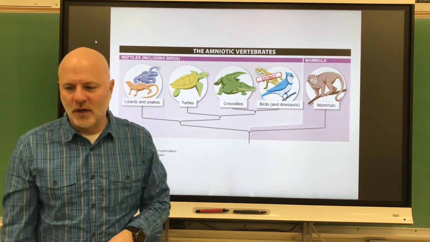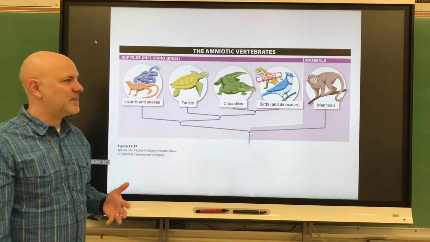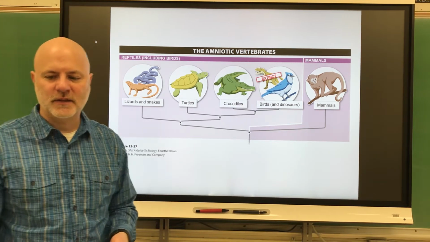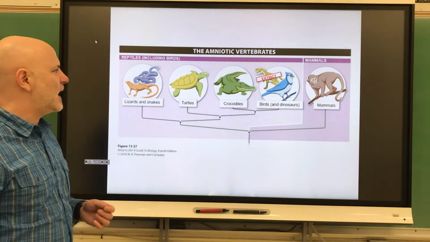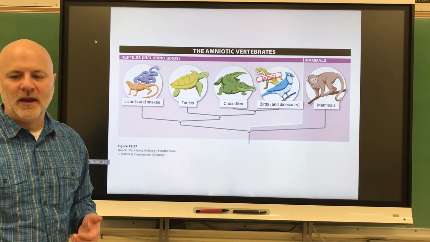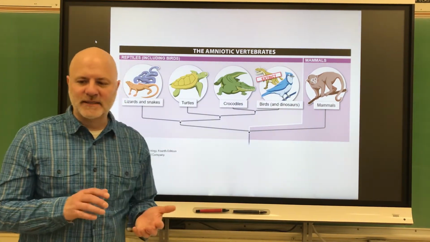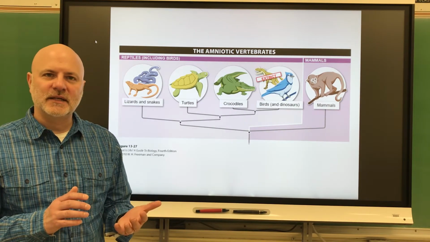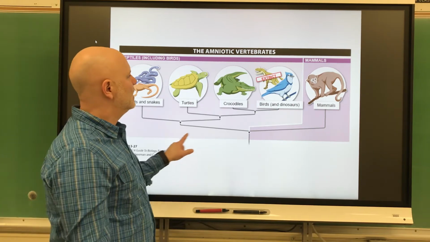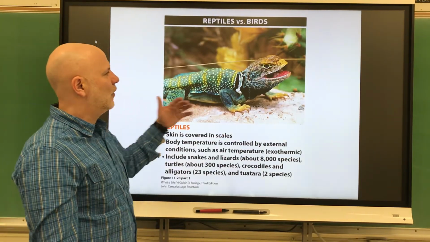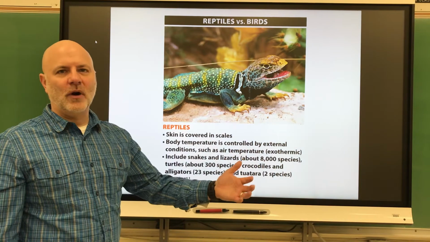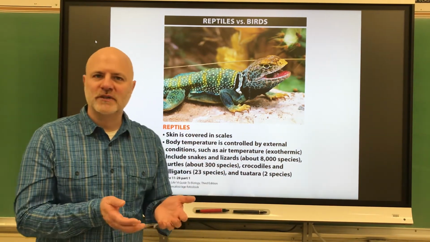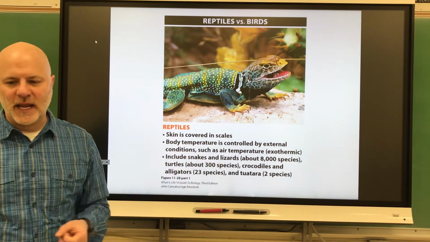All right, so let's move on to class Reptilia, the reptiles. These are the turtles, snakes, lizards, and crocodiles. And so they lay an amniotic egg. So the amniotic egg protects the egg in embryonic development, and it also has an energy source, which is the yolk sac. And this allowed organisms to start moving away from water. So amphibians still have to lay their eggs in water in a very moist environment. Reptiles don't have to do that.